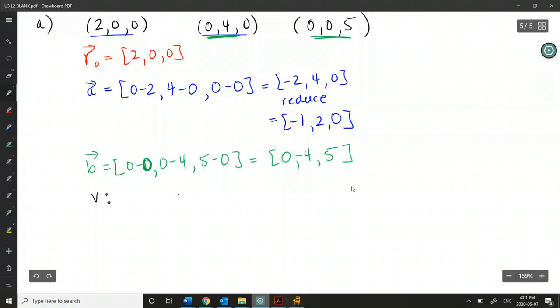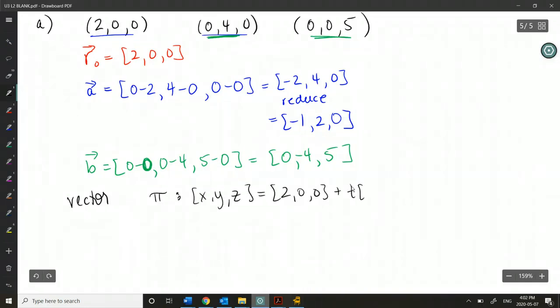And then we're going to create our vector equation. So our vector equation typically will represent the plane with pi. Maybe I'll just write this out here. And we're going to have x, y, z. Put your position vector, 2, 0, 0. Have your parameter times your first direction vector. And your parameter times your second direction vector.